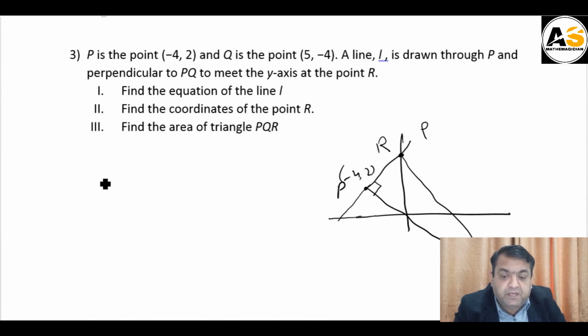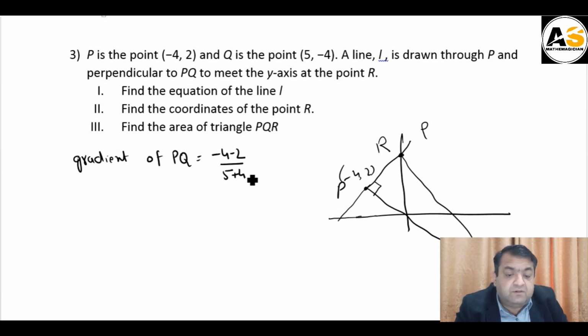What is the gradient of PQ? With the help of these two points, I will find minus 4 minus 2 over y2 minus y1. This will be minus 6 by 9, upon simplification minus 2 by 3. This is the gradient of PQ. So what will be the gradient of L? L is perpendicular to PQ, so its gradient will be 3 by 2.